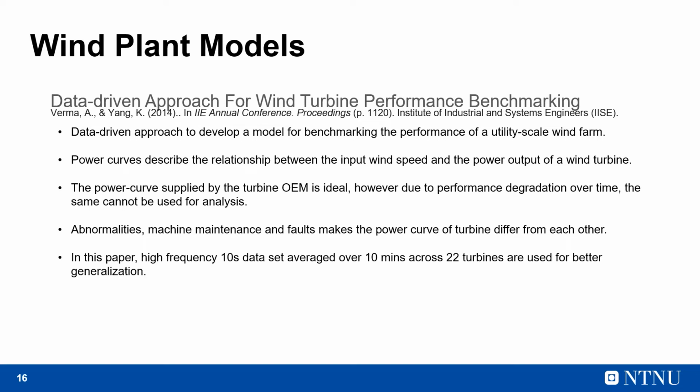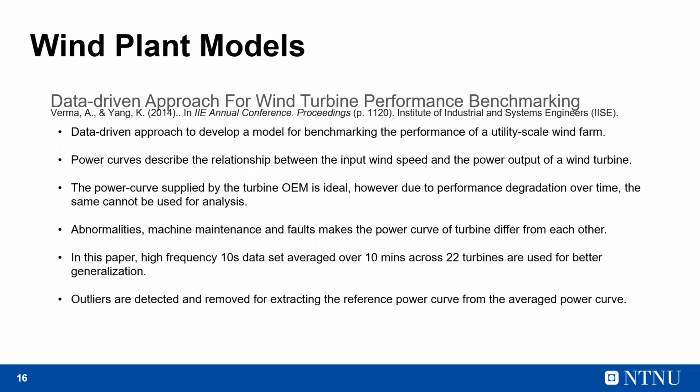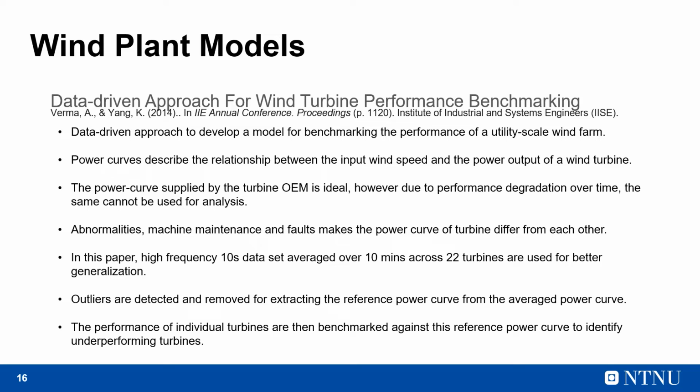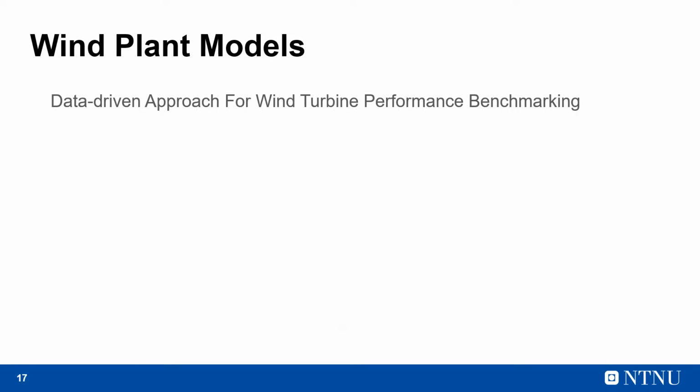So in this paper, a high-frequency 10-second dataset averaged over 10 minutes across 22 turbines was used for generalization. Outliers were detected and removed for extracting the reference power curve from the average power curve, and the performance of individual wind turbines was then benchmarked against this reference power curve to identify underperforming and overperforming turbines.